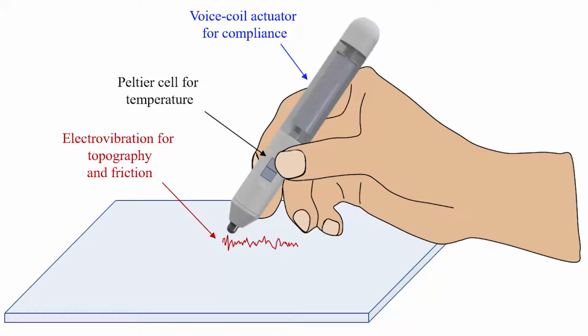Roughness and stickiness cues are delivered via electrostatic forces generated between the stylus tip and the capacitive touchscreen. The amplitude of the signal modifies the perceived intensity of friction, while the signal frequency alters the perceived roughness.